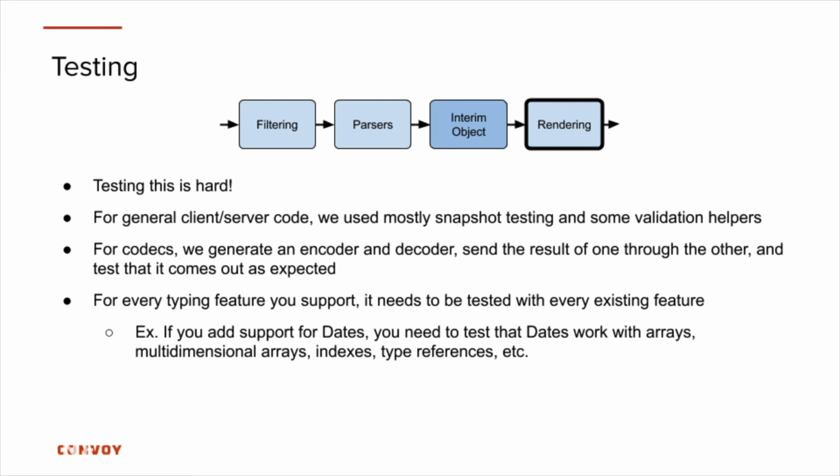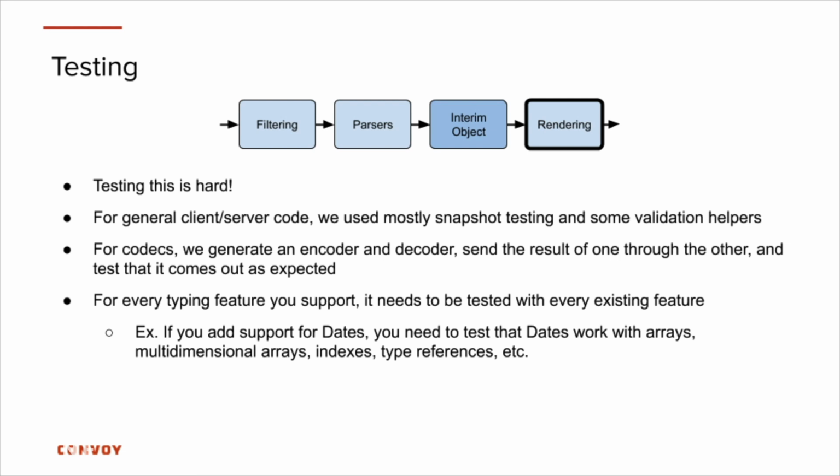For codecs, we would generate an encoder and decoder, take some sort of object, send it through one and then the other. So send it through an encoder, take the result of the encoder, send it through the decoder, and say, is this the object we expected to receive over the wire? Do we have extra parameters? Are they removed? Do we validate this properly? Those kind of tests. The most complicated part of testing this is that every typing feature you support had to be tested with every other existing feature.